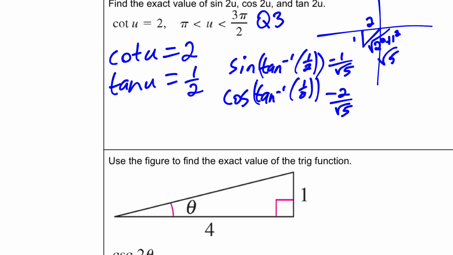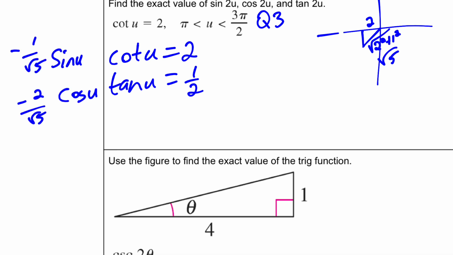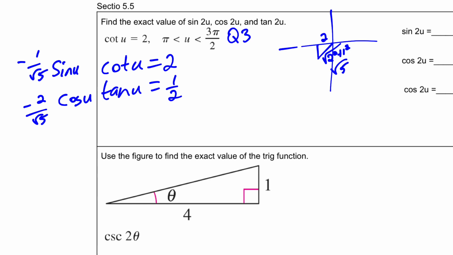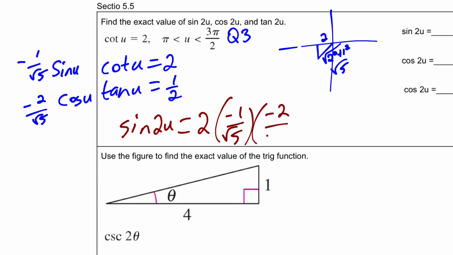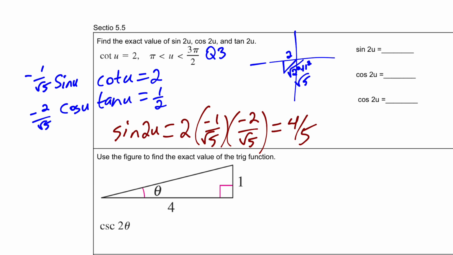So let's recap what we have so far. Sine u is negative 1 over root 5, cosine u is negative 2 over root 5, and the tangent u is 1 over 2. So we're going to use these different double angle formulas. So for sine of 2u, that's going to be equal to 2 times negative 1 over root 5 times negative 2 over root 5. That's just replacing sine and cosine with what they're equal to, which is just going to give us 4/5. So that's what we'll write over here, 4/5.